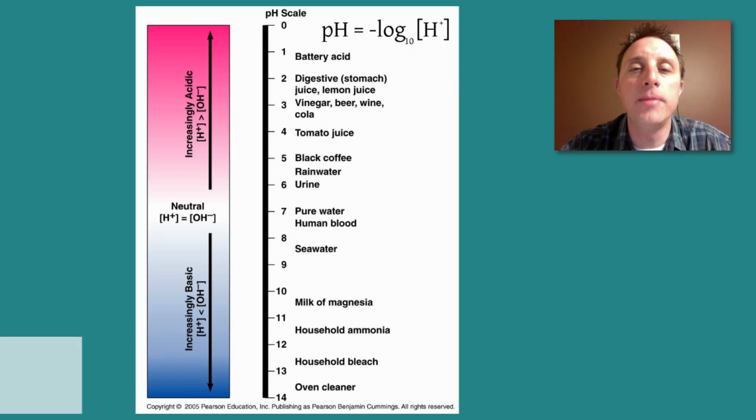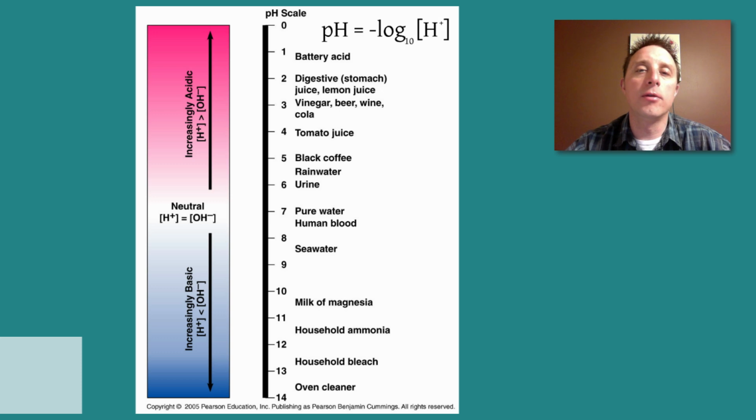Okay, and the equation for pH is written there. pH is the negative log base 10 of the hydrogen ion concentration. Now, you do not need to memorize that formula. You most likely won't even need to use that formula, but you do need to understand what that formula means. So pH is a log scale. So every movement of 1 unit on the pH scale represents a 10-fold difference in the hydrogen ion concentration.